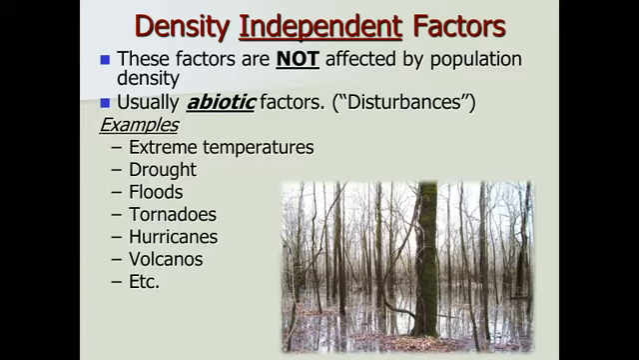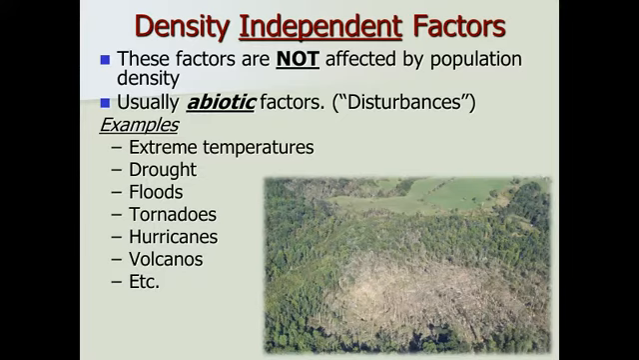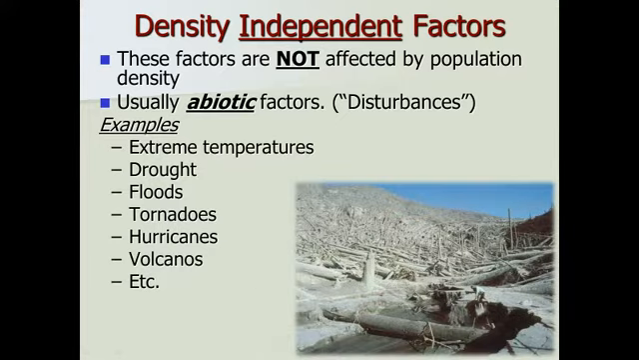You see a result of a flood here, which has a short-term devastating effect. Here's where a tornado went through a forest, and as you can see, it pretty much knocked down all the trees where that tornado touched down. Here's an even more devastating result of a volcano eruption. This is Mount St. Helens shortly after it erupted back in 1980.